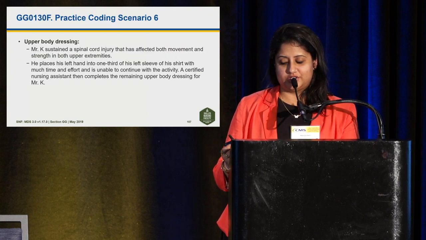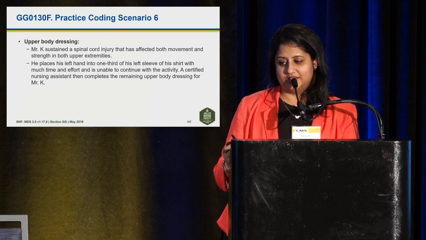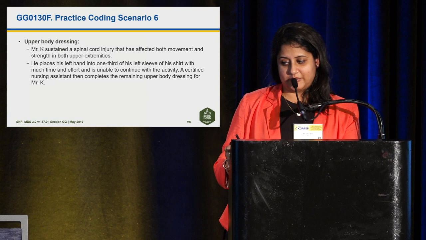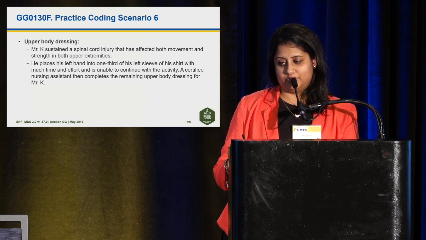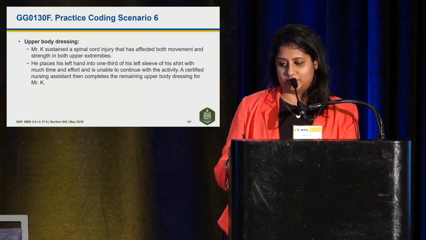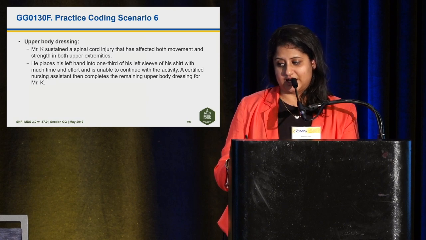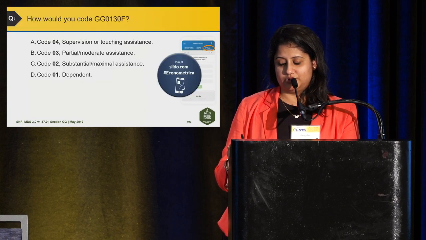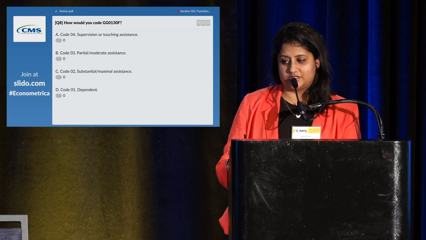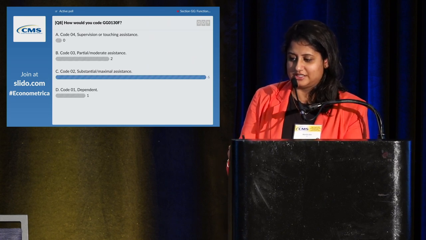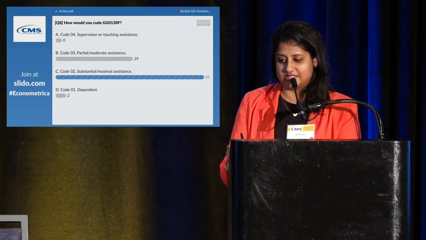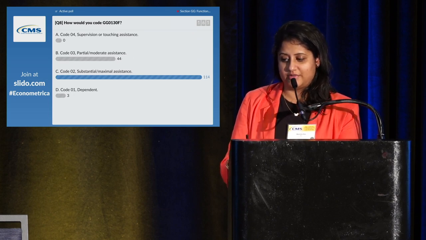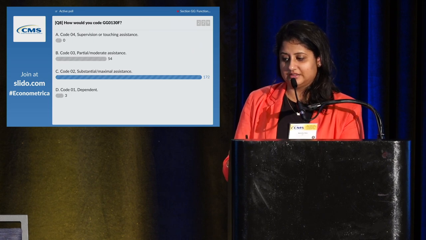Here's our practice coding scenario for GG0130F with upper body dressing. Mr. K sustained a spinal cord injury that has affected both movement and strength in both upper extremities. He places his left hand into one-third of his left sleeve of his shirt with much time and effort and is unable to continue with the activity. A certified nursing assistant then completes the remaining upper body dressing for Mr. K. So how would you code GG0130F? Your answer choices are A, 04, supervision or touching assistance, B, 03, partial or moderate assistance, C, 02, substantial or maximal assistance, or D, 01, dependent.